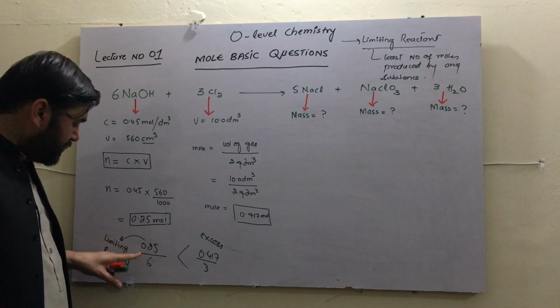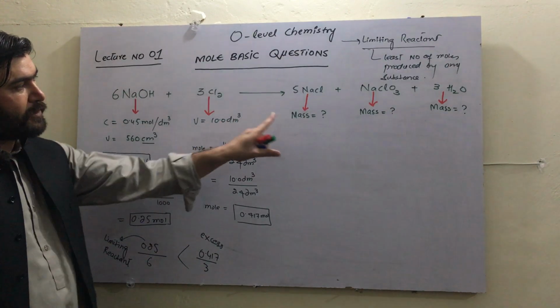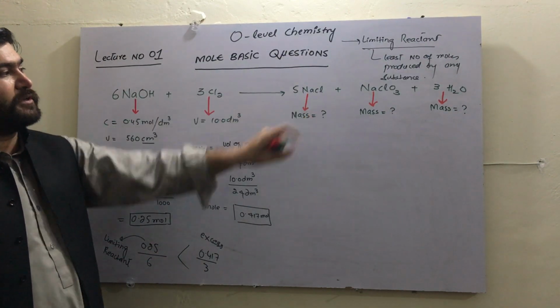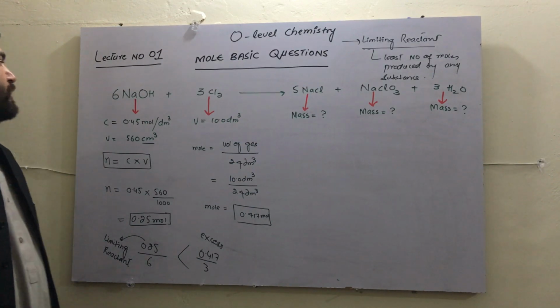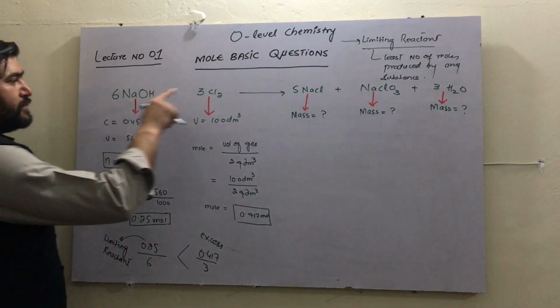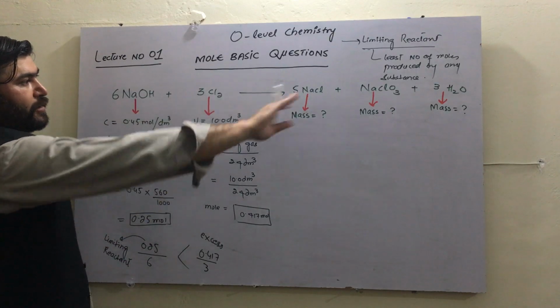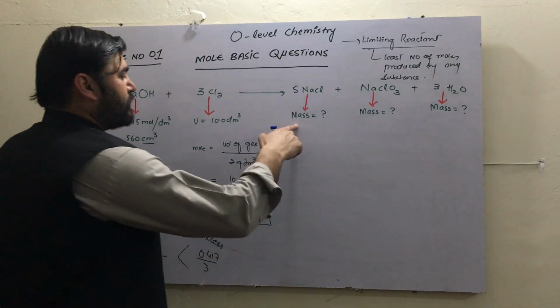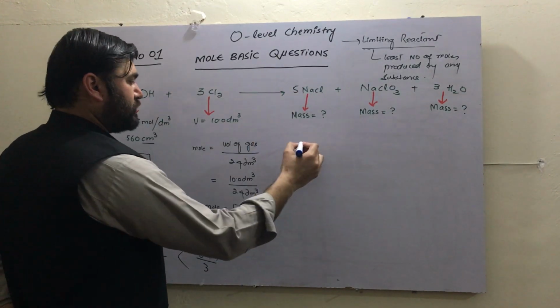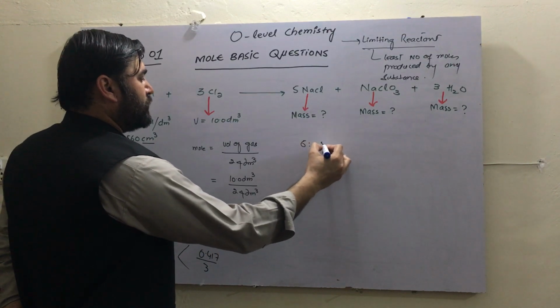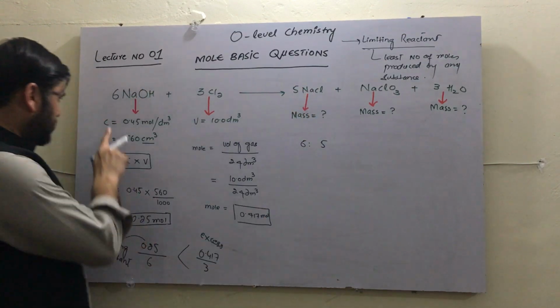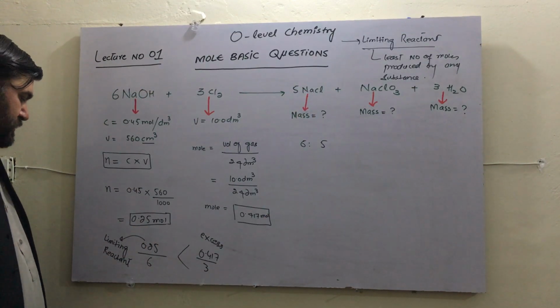These numbers of moles will be used for the rest of the NaCl and NaClO3. We will compare this with the number of moles of all of these. So suppose we now compare this with this: there is 6 and the number of moles is 5. Here the number of moles is 0.25.